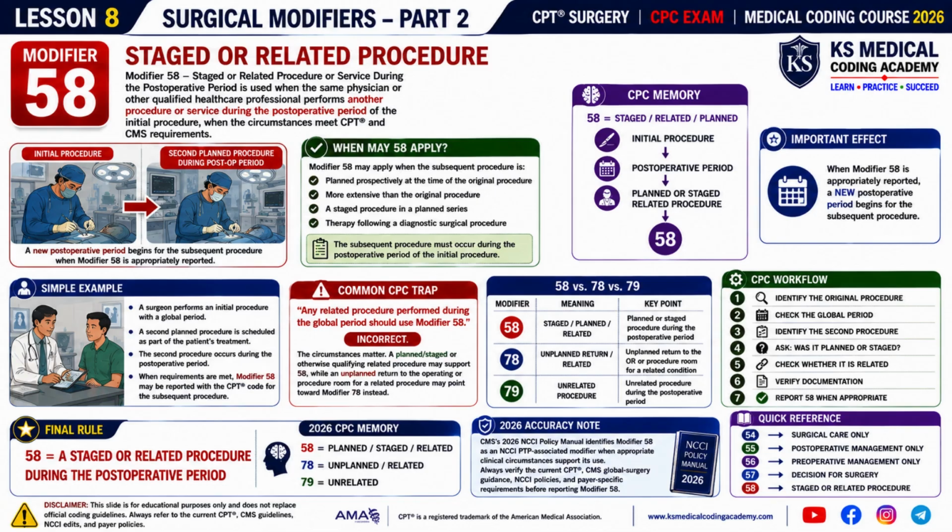Your CPC workflow is: identify the original procedure, right pointing arrow, check the global period, right pointing arrow, identify the second procedure, right pointing arrow, determine whether it was planned or staged, right pointing arrow, check relatedness, right pointing arrow, verify documentation, right pointing arrow, report 58 when appropriate. Always verify the current CPT, CMS, NCCI, and payer-specific requirements before reporting Modifier 58. The key takeaway is simple: 58 equals a staged or related procedure during the postoperative period.